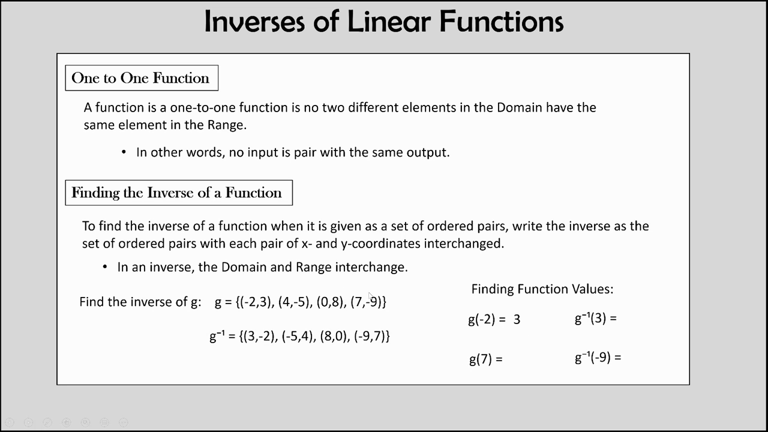What's g of 7? Well, g function, input of 7, output is -9. What's g inverse of 3? So g inverse function, input of 3, has an output of -2. The g inverse of -9, all right, input of -9, output of 7.